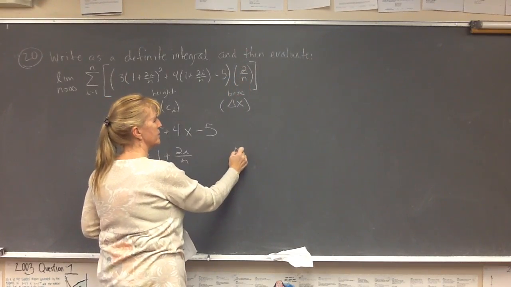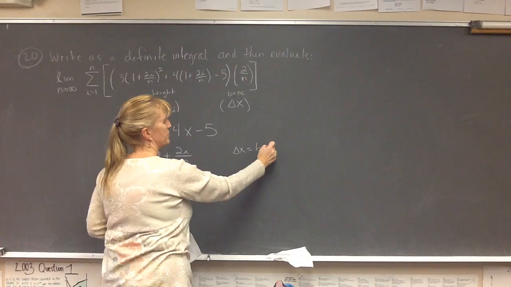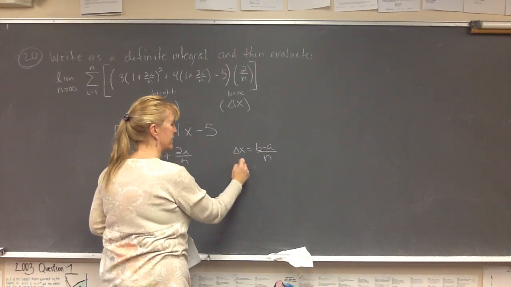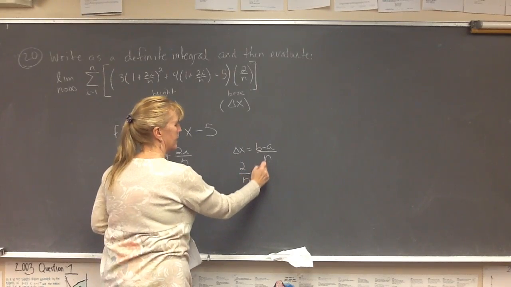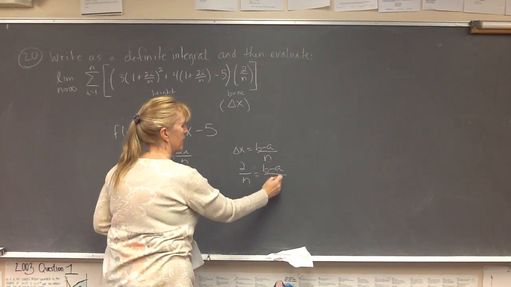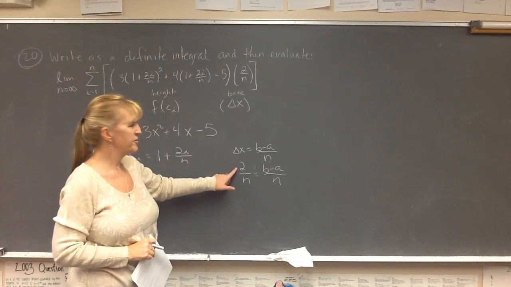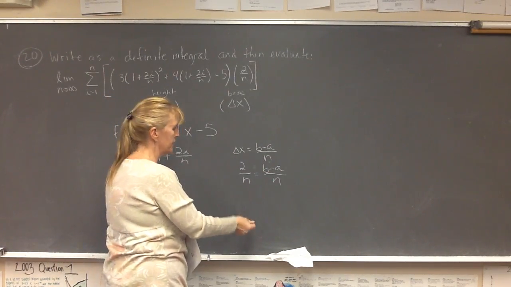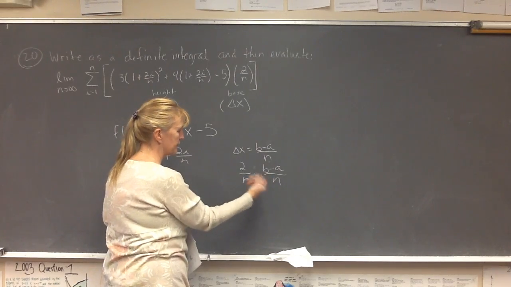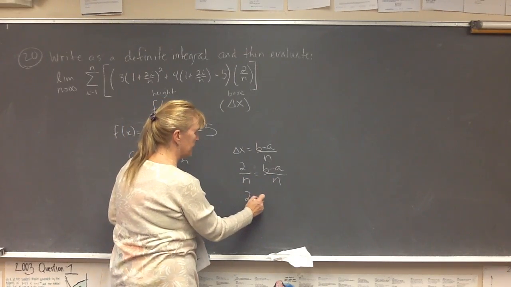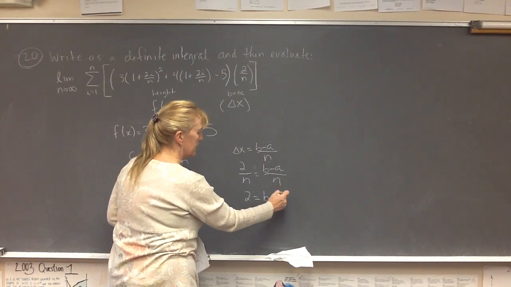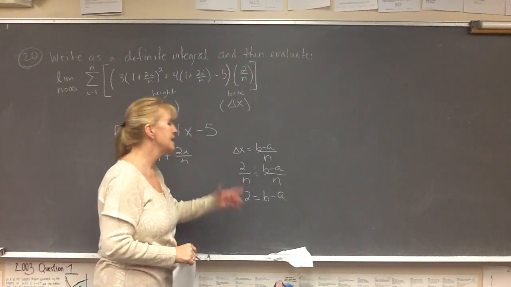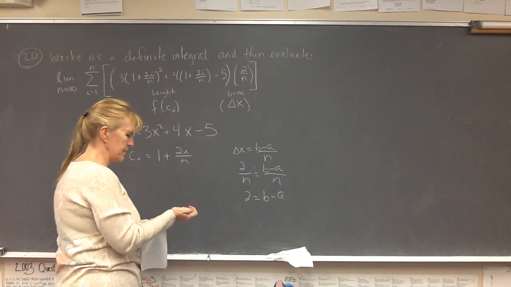Well, we have a formula for delta x. That's b minus a over n. And if delta x is 2 over n, and it's the same as b minus a over n, well then I know that 2 is the same as b minus a because my denominators are matching. So if my fractions are equal and my denominators match up, my numerators must match up as well. Or if you like your rules of algebra, go ahead and multiply both sides of the equation by n, and you'll end up with 2 is equal to b minus a.